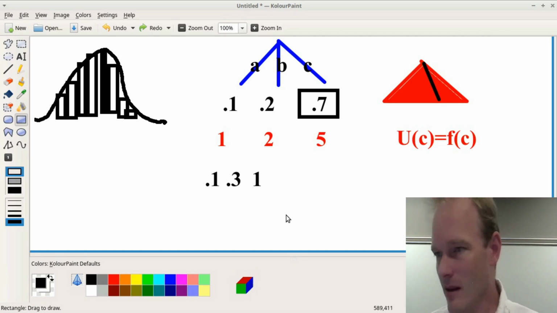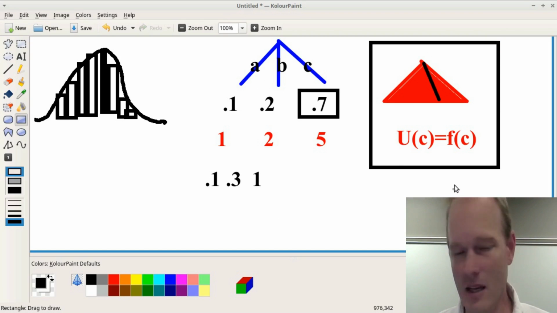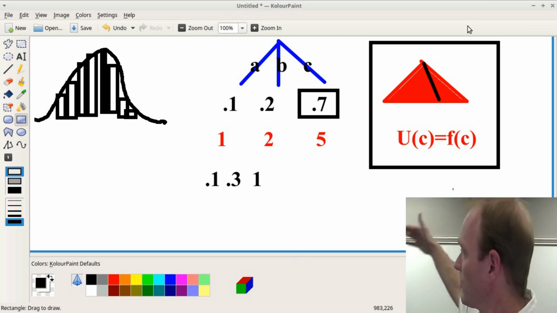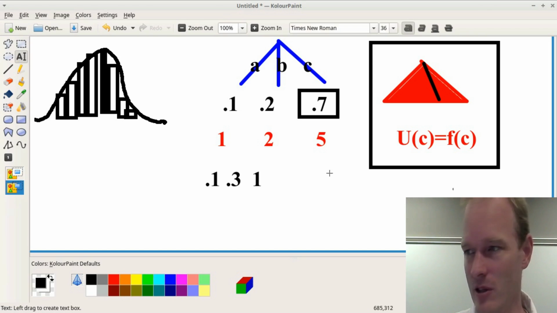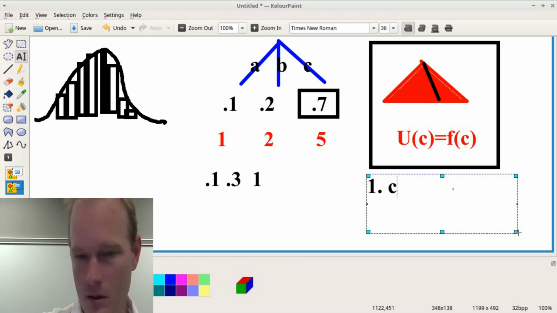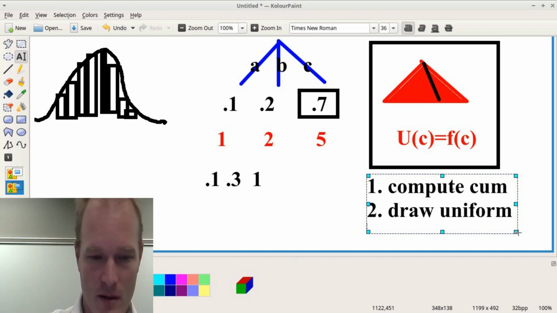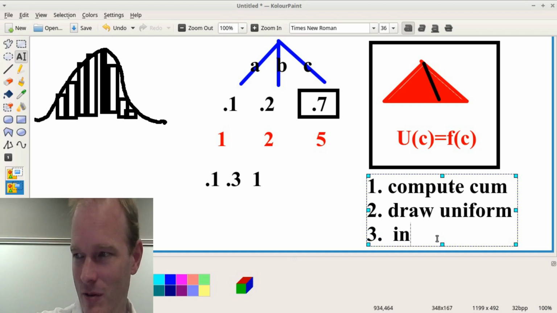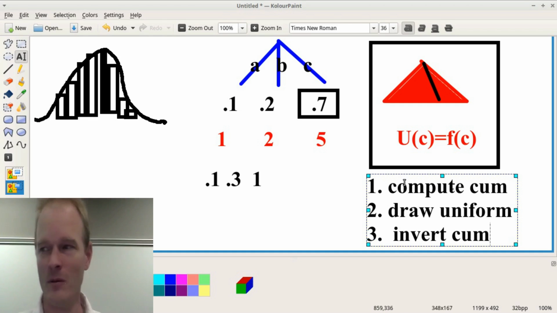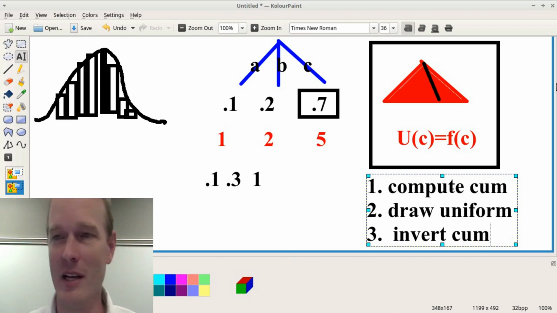Okay, and essentially this same technique also works with the continuous distributions. If you want to draw a random value from some probability distribution that you have a continuous value for, how do you do it? Well, first you compute the cumulative distribution. 1, compute cumulative. 2, draw a random value from a uniform distribution. 3, run it through the inverse cumulative distribution, and that will give you a number from the distribution itself. Okay, there you go. I've told you how to draw a random number from any arbitrary distribution.